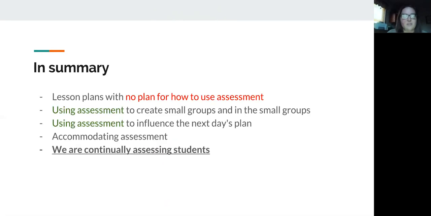And so in summary, I showed you some lesson plans where I had no plan for how to use assessment, but then how I was starting to use assessment to create small groups and check understanding and then influence the next day's plan. My big piece that I learned from this is that we're continually assessing students all the time.